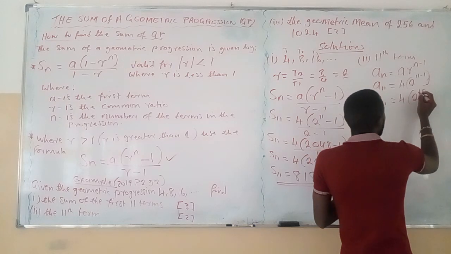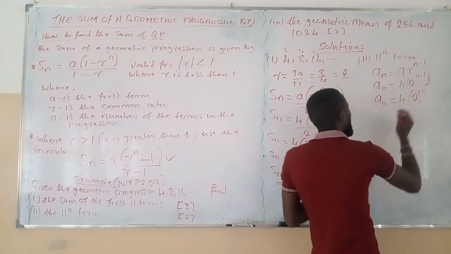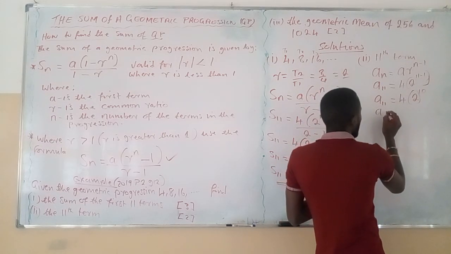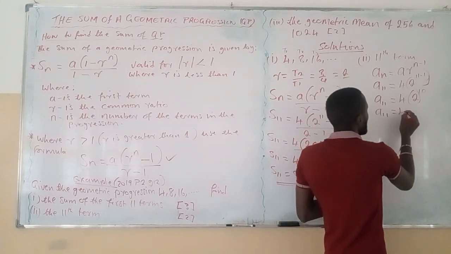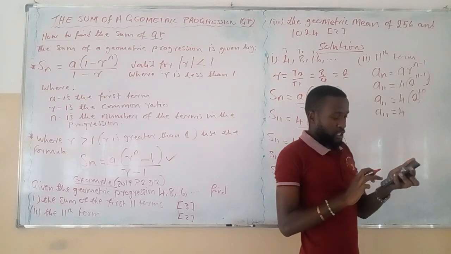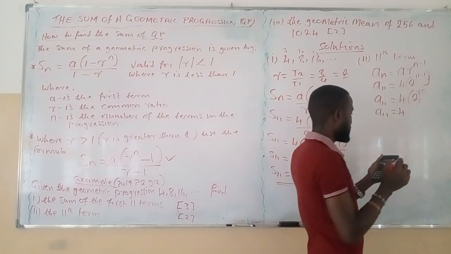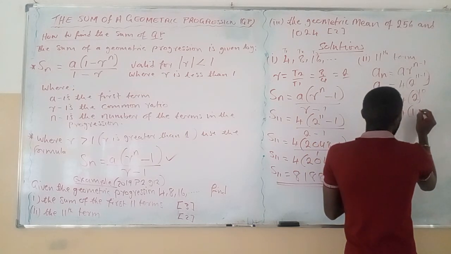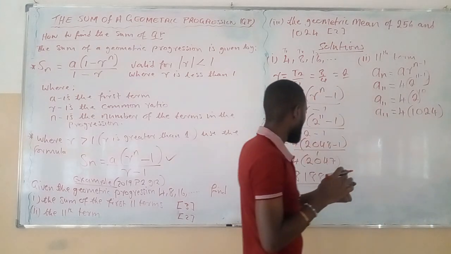What is 2 multiplied by 2 multiplied by 2 multiplied by 2, 10 times? That's a lot of work if you are going to do that. So you just have to use your calculator. This is 4 multiplied by 2 to the power 10. What do we have? We have 1024. So we have 4 multiplied by 1024.